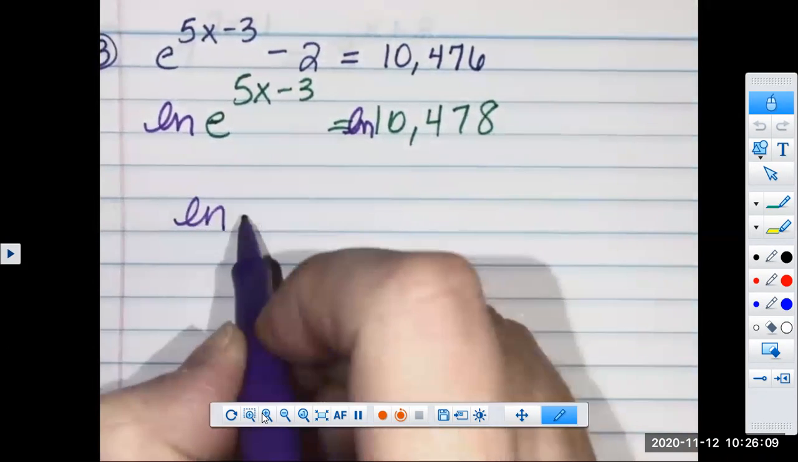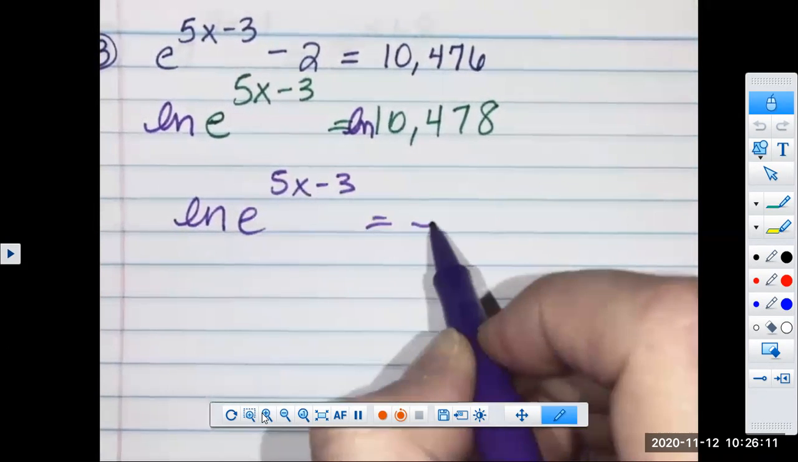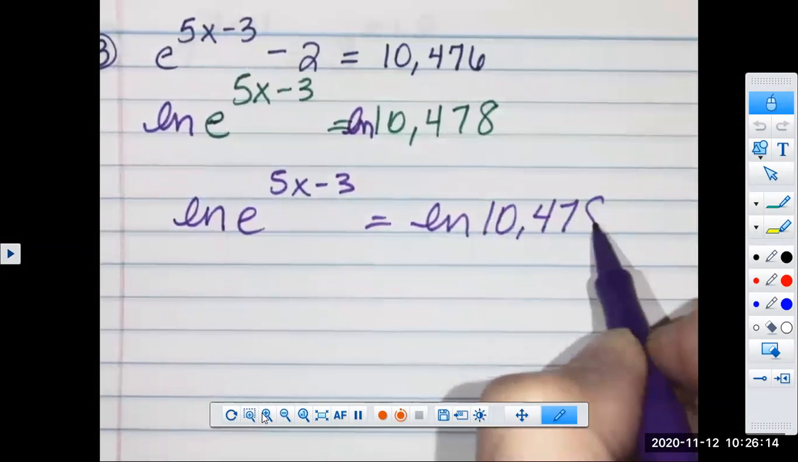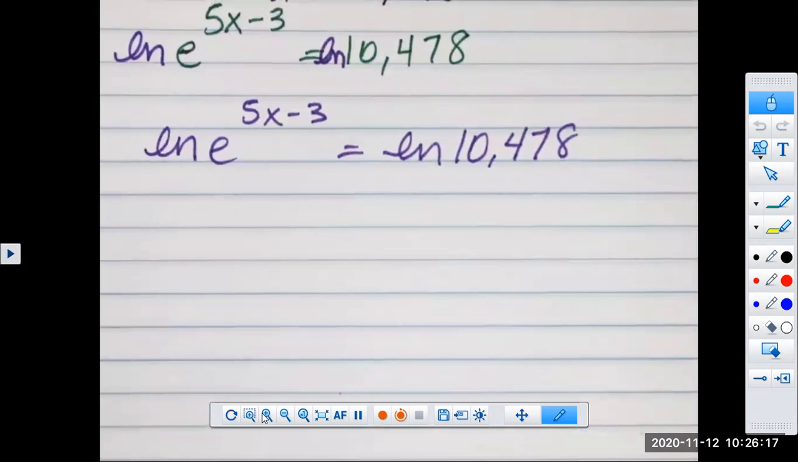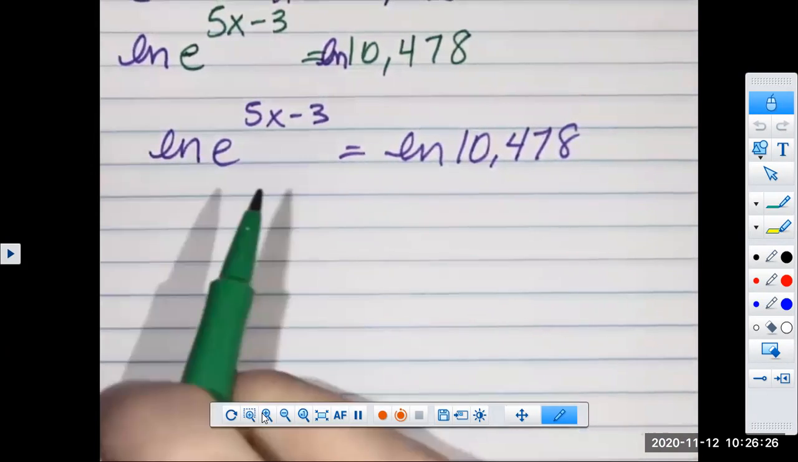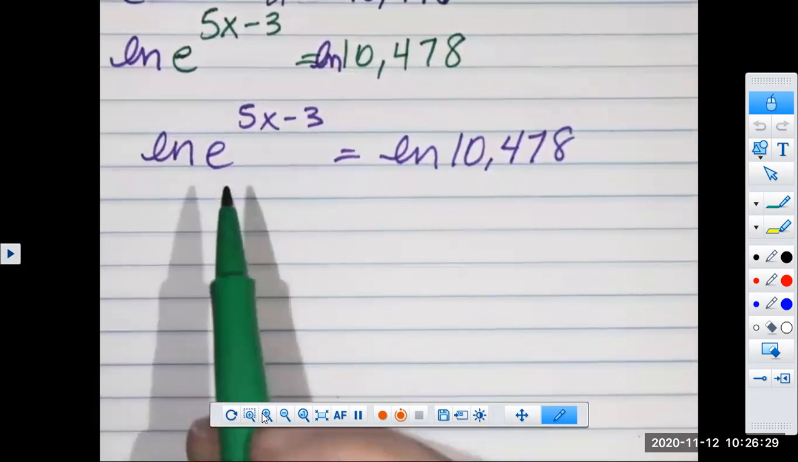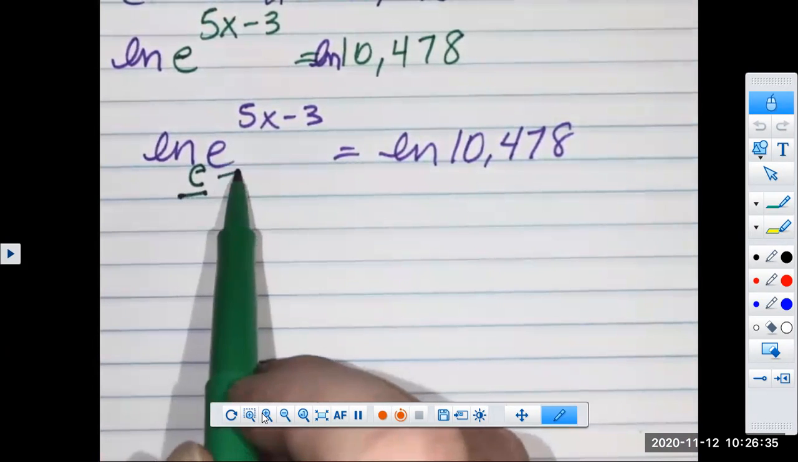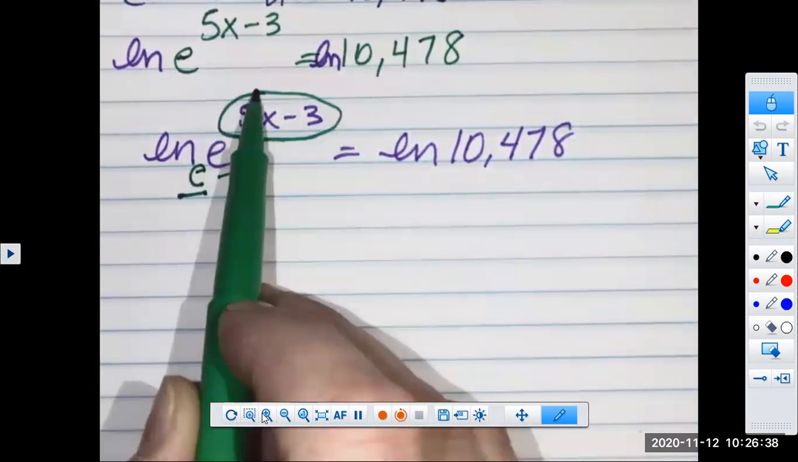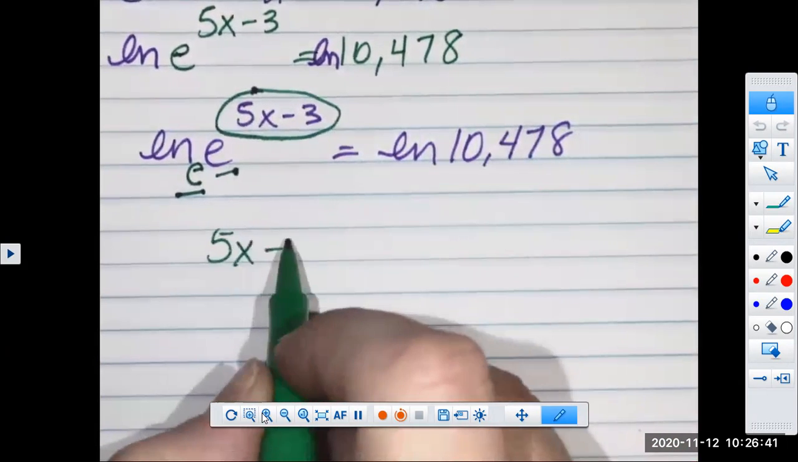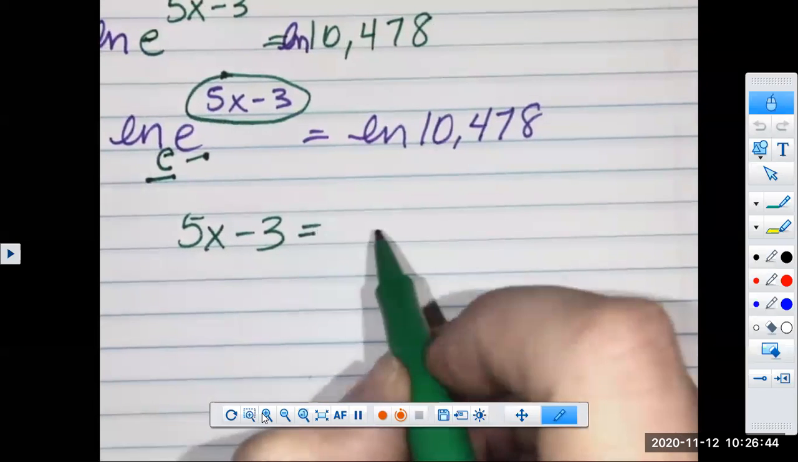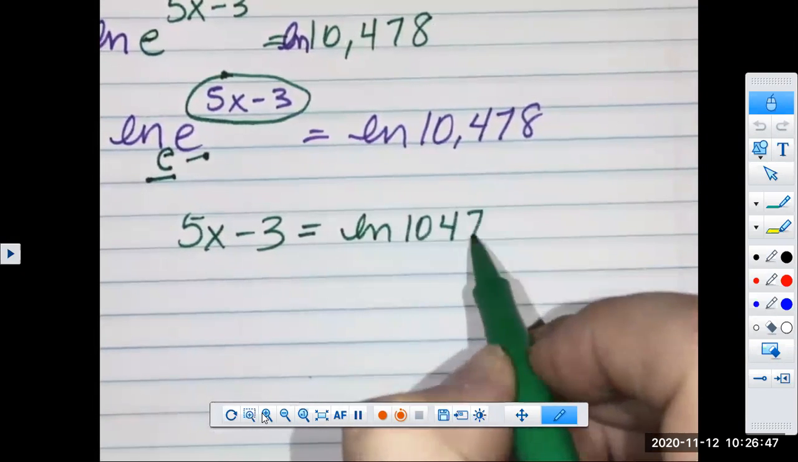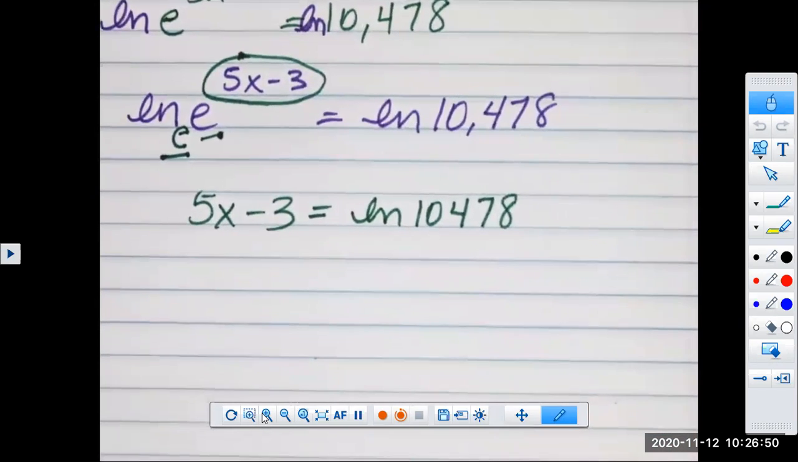So this is what it looks like. What property can you use on the left side? What is your base here? Your base is e. And so remember that property, if our bases are the same, we're left with what's in the exponent area. So I'm just left with 5x minus 3 on the left side equals ln 10,478. Just keep bringing that down. That's just a number. It's just a value.